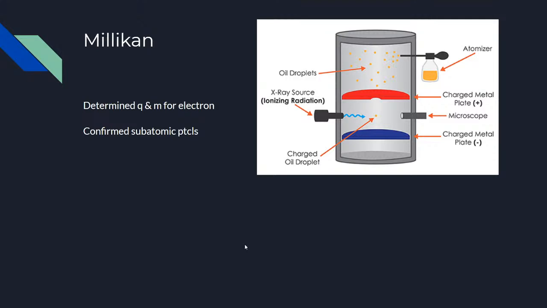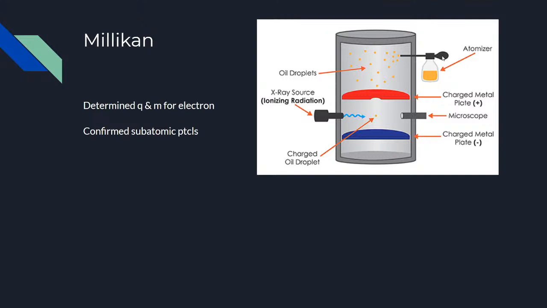Next up, we have Millikan, the next name you're going to have to remember in this section. Millikan devised this experimental setup over here on the right. You have a vacuum chamber with an atomizer. This is just a bottle of oil inside of, go ahead and call it, a perfume vial.